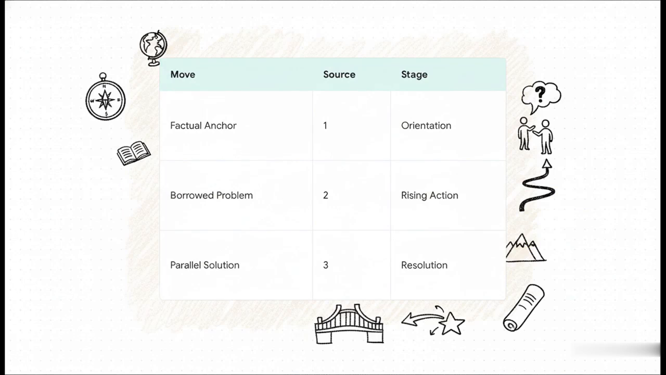This table breaks down the magic formula. Source 1 always provides the factual anchor. This means students weave a true fact into their orientation just to ground the opening. Source 2 provides the borrowed problem. Now, this is fantastic for those students who sit there and say, I don't know what to write about. You just tell them, hey, look at Source 2, borrow that exact conflict, and make it drive your rising action. And finally, Source 3 offers a parallel solution, which gives them a clear blueprint for exactly how to write their resolution.